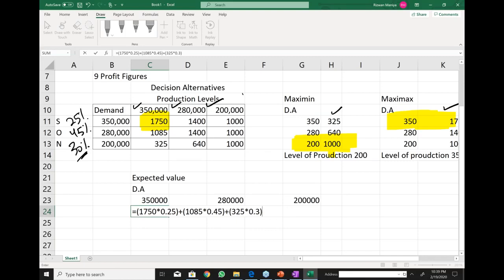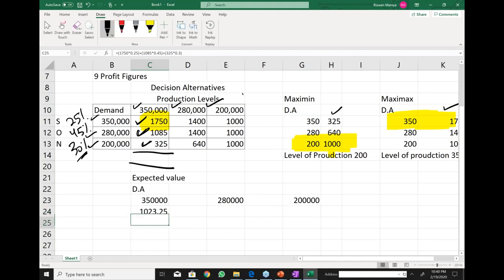So you can see here, you will be using all these figures. Probability multiplied by this, probability multiplied by this, probability multiplied by this, and the sum is the expected value, which is 1023.